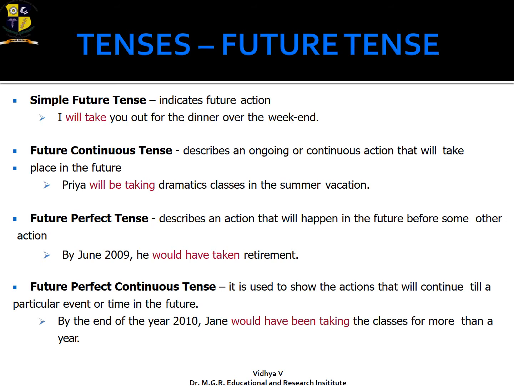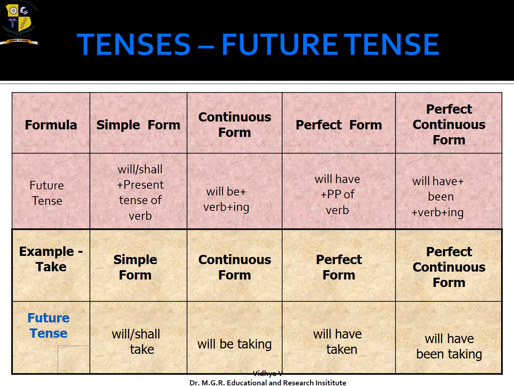So we'll see the formula again. For future tense, simple will be will or shall with the present form of the verb, and continuous will be with the verb and ing. Perfect will be will have or would have with the past participle of the verb, and perfect continuous will be will have or would have plus been plus the verb and ing.